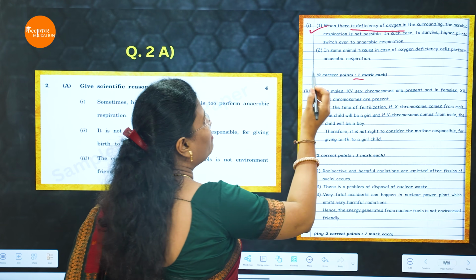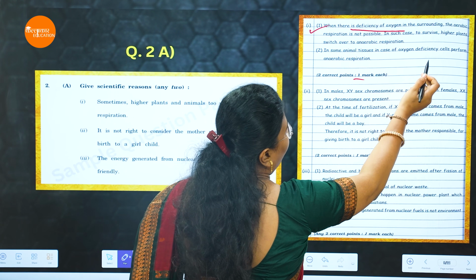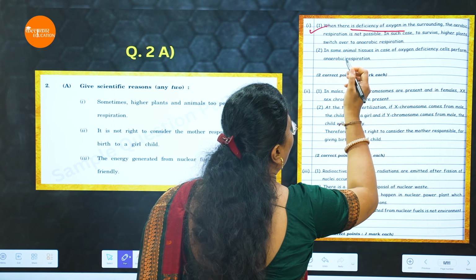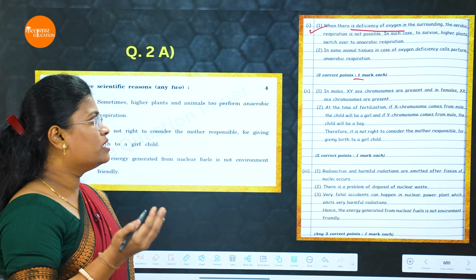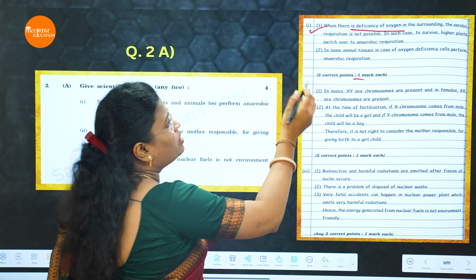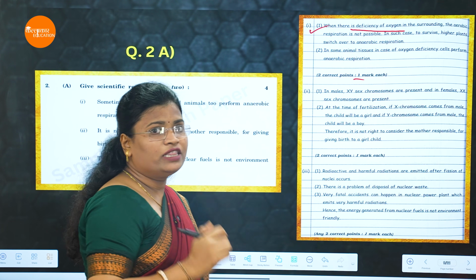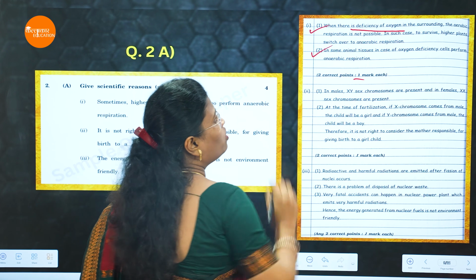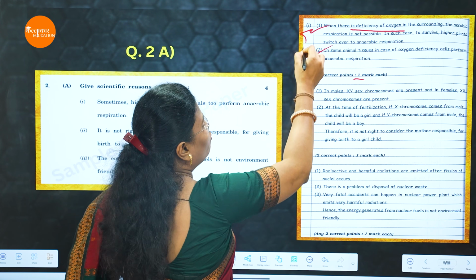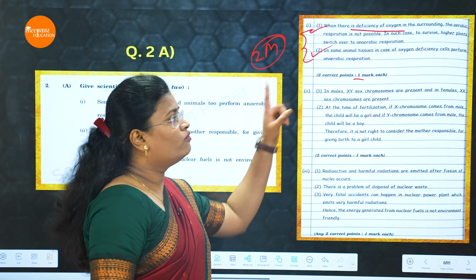Now the second point will be: in some animal tissues, in case of oxygen deficiency, cells perform anaerobic respiration. Not only higher plants perform anaerobic respiration, but animals also perform anaerobic respiration when there is a deficiency of oxygen. So for this point you will get 1 mark. So for both points you will get 2 marks for 1 question.